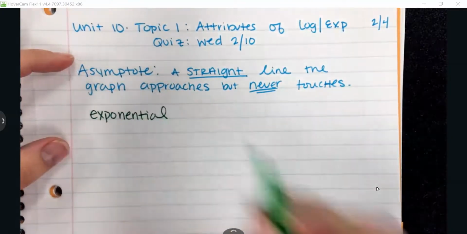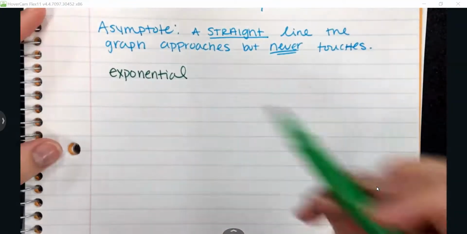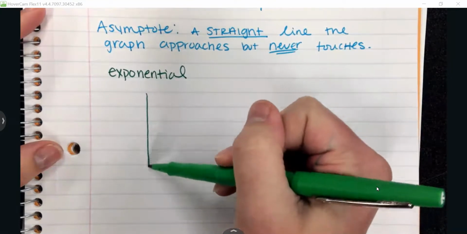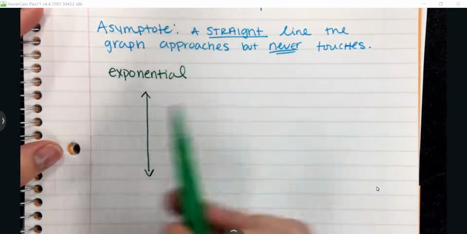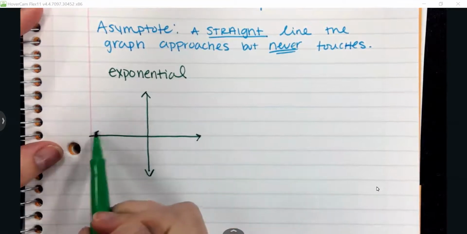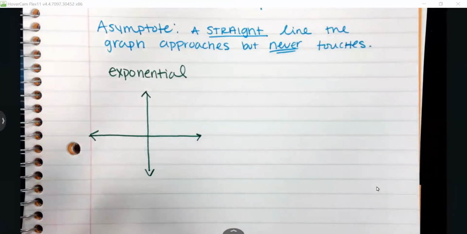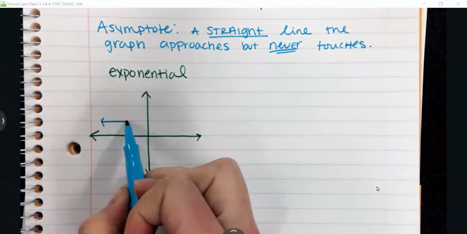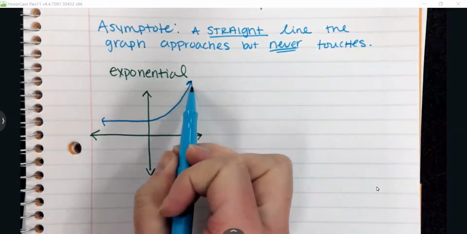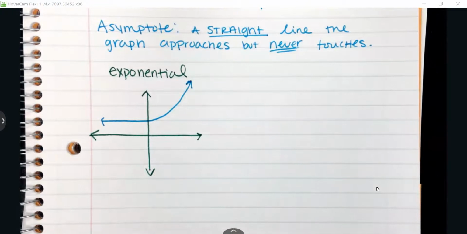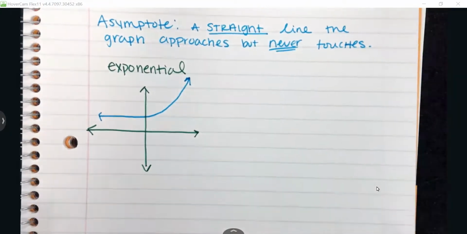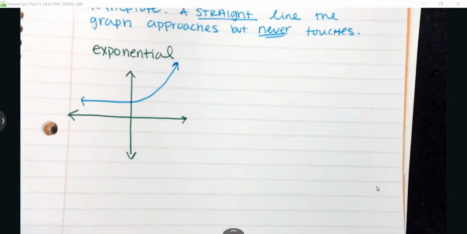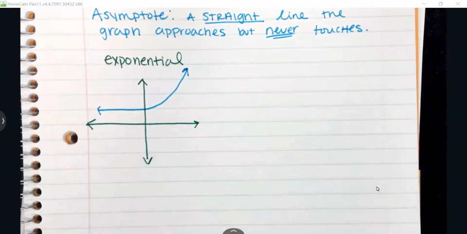Exponential. I'm going to draw the graph. It doesn't have to be big, but I would not make it teeny tiny. That's for sure. Okay. And an exponential graph is going to have something that is straight, and then it's going to curve. I'm going to show you this on a real graph to prove to you that an asymptote never actually touches, because it's going to look like it does, but I promise it never, ever, ever touches it.